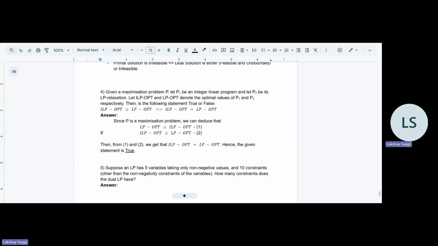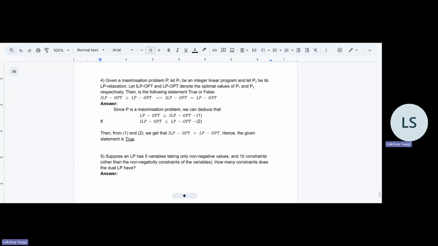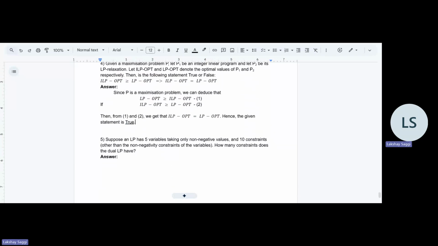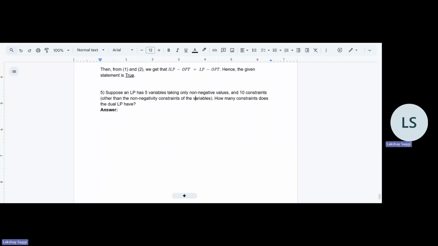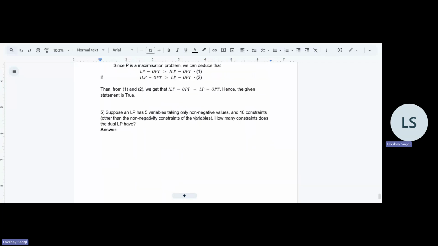Okay, then moving on to the fifth question. So this is the last question for the day. Suppose an LP has 5 variables taking only non-negative values and 10 constraints other than the non-negativity constraints of the variable. How many constraints does the dual LP have?